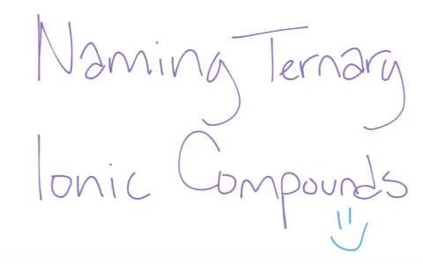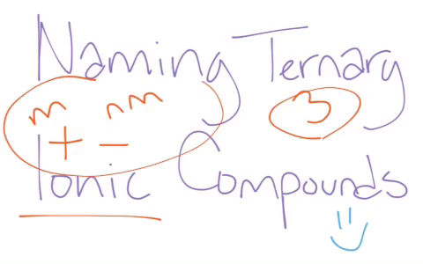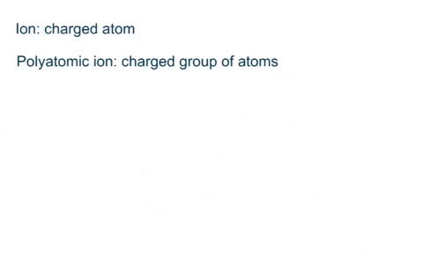The term ternary as opposed to binary implies that these next compounds will be composed of at least 3 elements instead of only 2. But the ionic part means that we're still working with those positive and negative values from metals and nonmetals, and they still have to combine in a way where the numbers will cancel each other out into a neutral compound. So ion in this case still means charged atom, but now we're going to be dealing with what we call polyatomic ions.